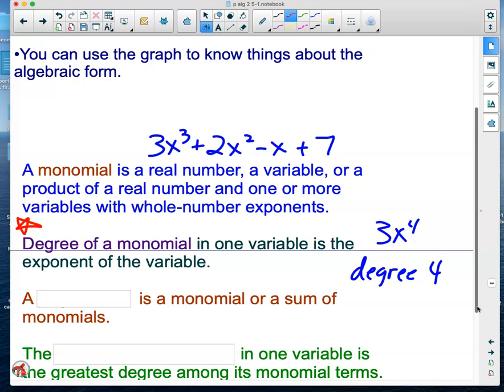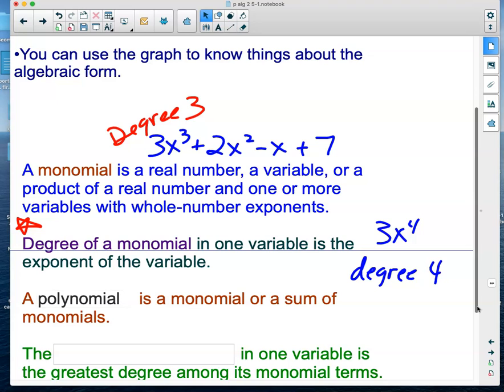So this one would be a degree 3 polynomial. So we take a bunch of monomials and we put them together and we get a polynomial. Poly means many. So a polynomial. We don't usually tend to pronounce the E in polynomial. We just say polynomial. So a polynomial is taking one or more of those terms and putting those together.